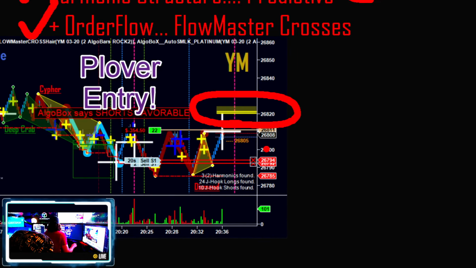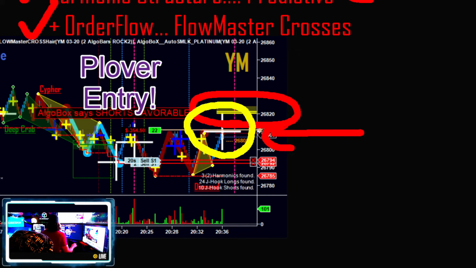Here's how it works. You need an entry on the FLOWMASTER order flow cross right there. This is the white cross being your entry point, and the target being the predictive harmonic PRZ. Very, very simple. We are executing entry right here. We are targeting right here, hence the scalp.